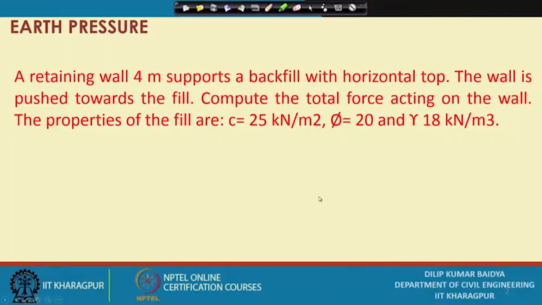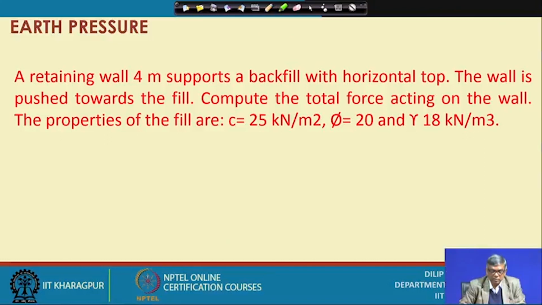The problem is like this: a retaining wall 4 meter high supports a backfill with a horizontal top. The wall is pushed towards the fill. Compute the total force acting on the wall. The properties of the fill are C equal to 25, phi equal to 20, gamma equal to 18 kilonewton per meter cube.